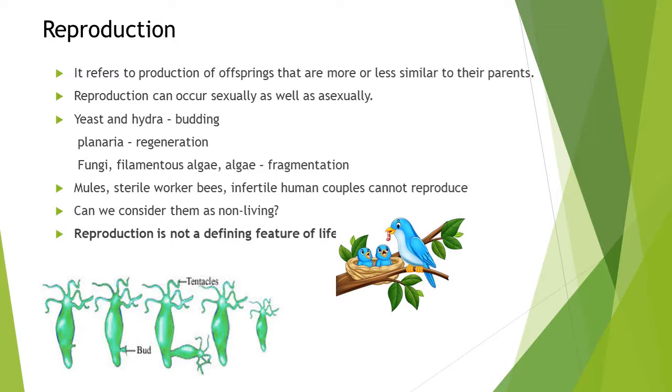There are some organisms that do not reproduce, like mules, sterile worker bees, and infertile human couples. But then, can we consider them to be non-living? No, we cannot. They are also living, but they do not have the capacity to reproduce. So, reproduction also cannot be considered a defining feature of life.